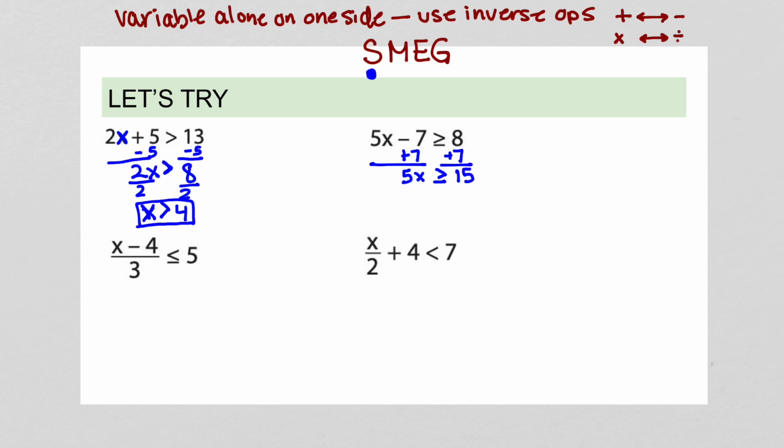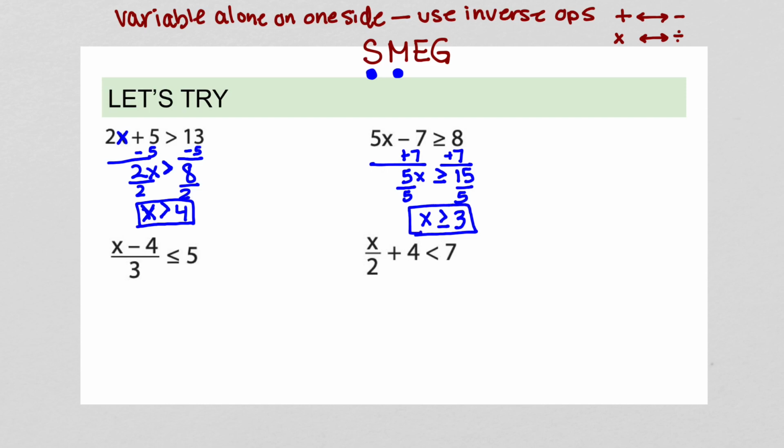So I've done my subtraction and addition. Let's look for multiplication and division. Well, right now there is multiplication. There's 5 times x. So instead of times 5, I'm going to divide by 5. What I do to one side, I have to do to the other. I know that dividing by a positive preserves that sign. It does not flip it. So 5 divided by 5 is just 1, which is one single copy of x, exactly what I wanted. And on the right side, I can simplify 15 divided by 5, which is just 3.